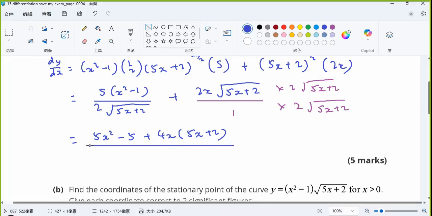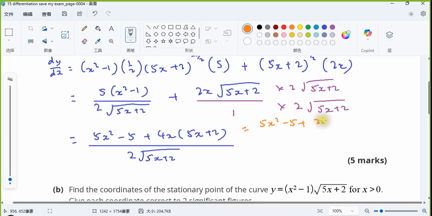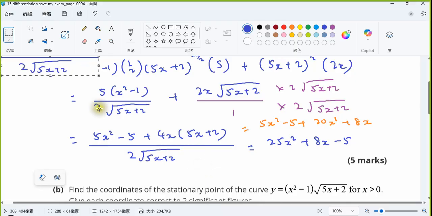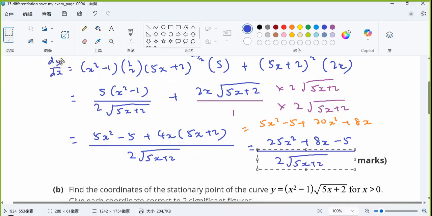over this, 2 square root of 5x plus 2. So this part is equal to 5x squared minus 5 plus 20x squared plus 8x. So it will become 25x squared plus 8x minus 5, and then over this. Okay. Yes.